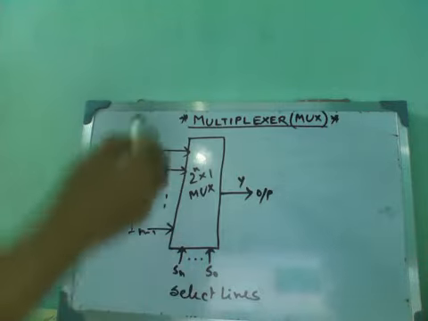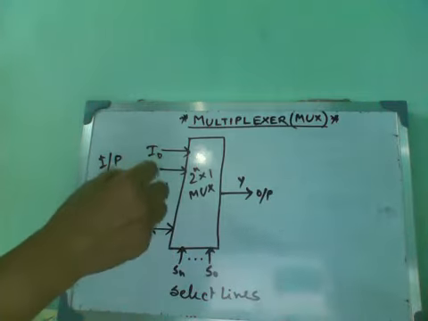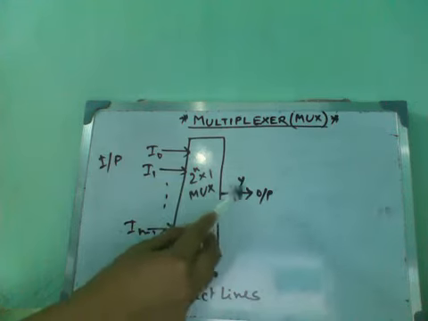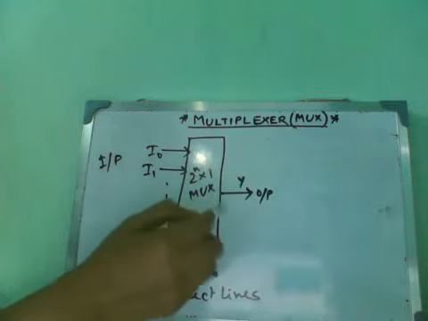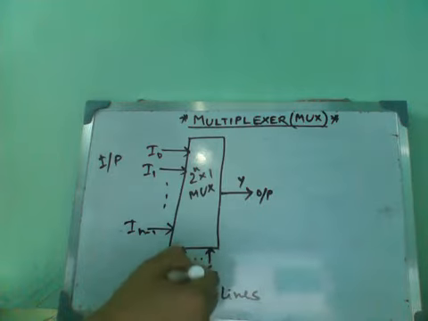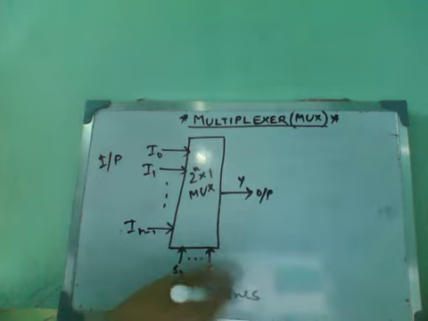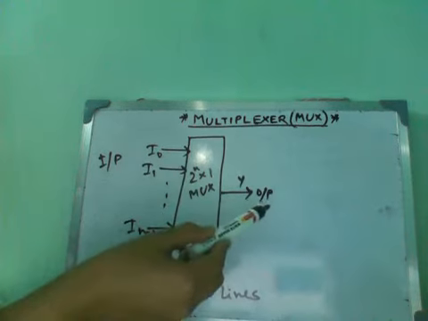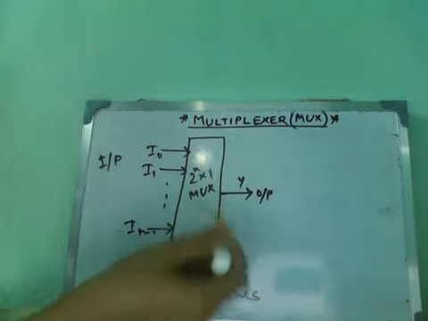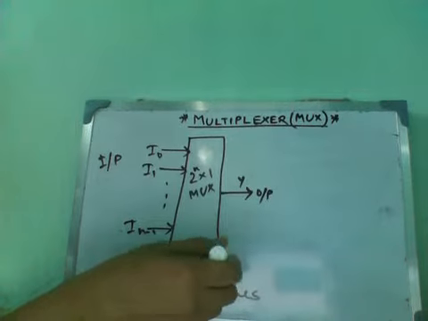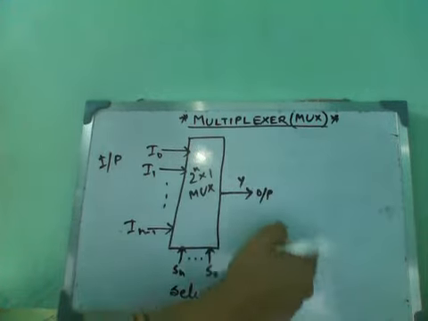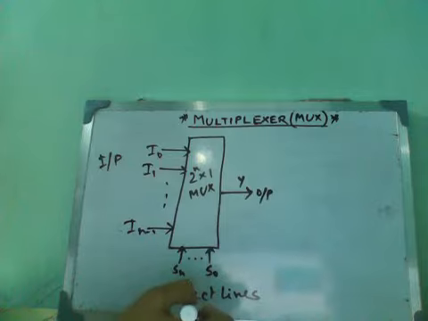This picture displays that it accepts I0 to I to the power n minus 1 input lines and outputs only one, that is Y, and it has the selection lines S0 to S to the power n. So the selection line selects which data comes to the output. We count the selection lines by the formula 2 to the power n, where the value of n is the number of selection lines.